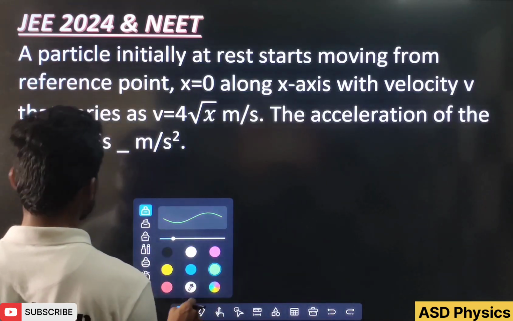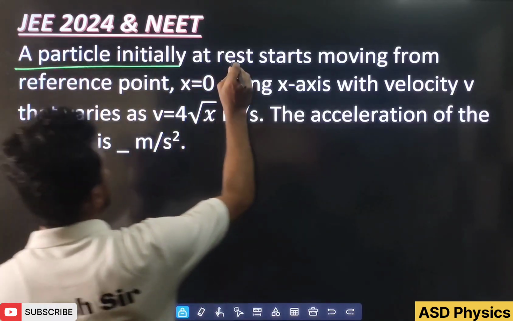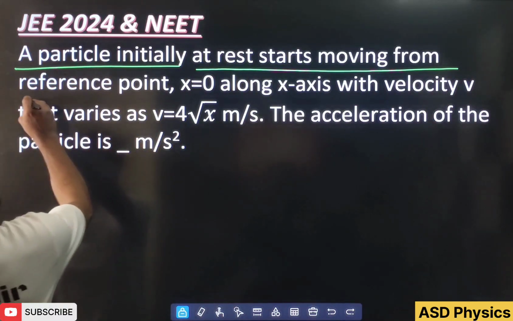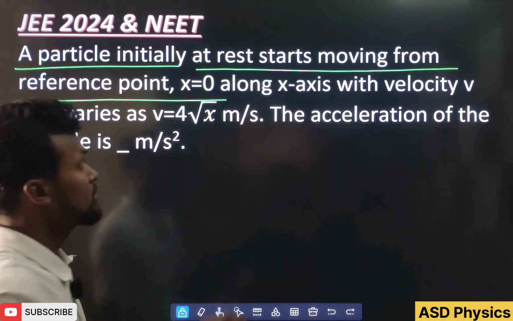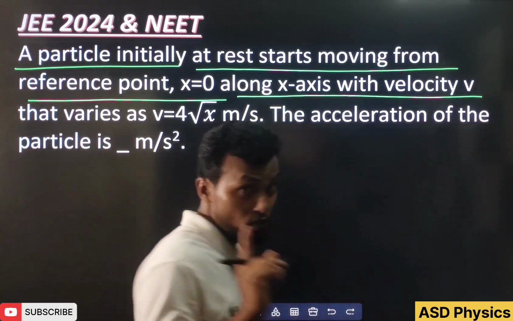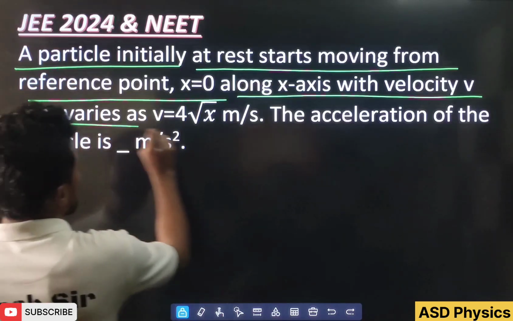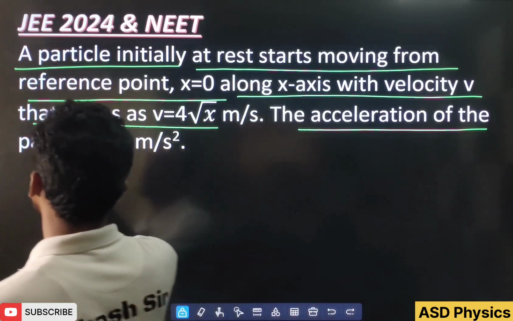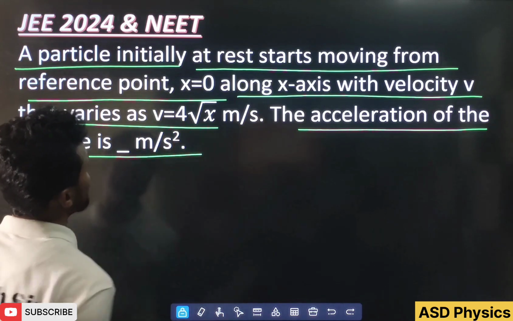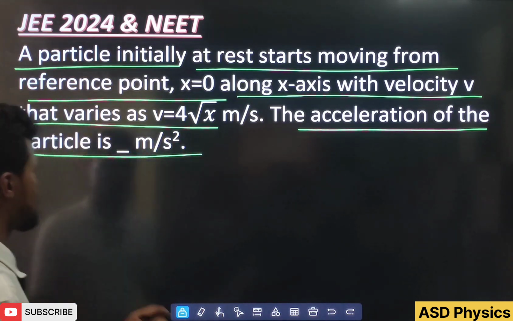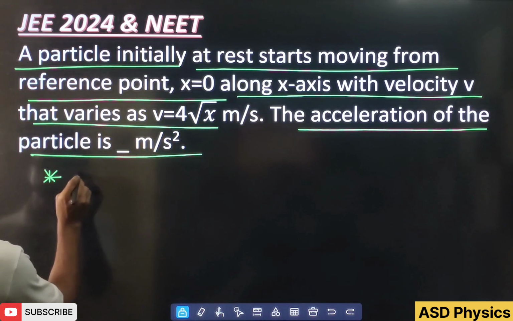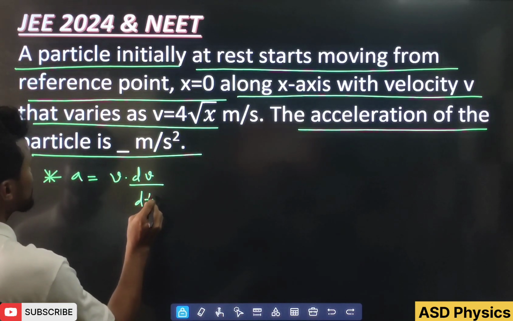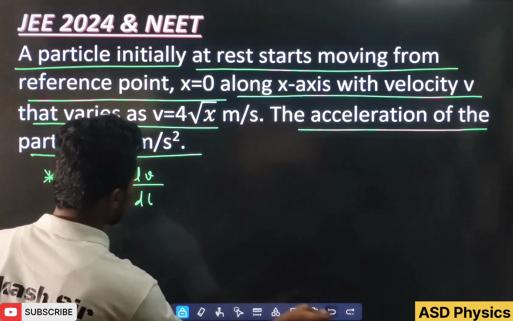Now we are going to see a JEE 2024 question. A particle initially at rest starts moving from reference point x equal to 0 along the x-axis with velocity v that varies as v equal to 4 root x. What is the acceleration of the particle? Remember that velocity is given as a function of position. So we will use the formula a equal to v into dv by dx. Why? Because velocity is a function of position.